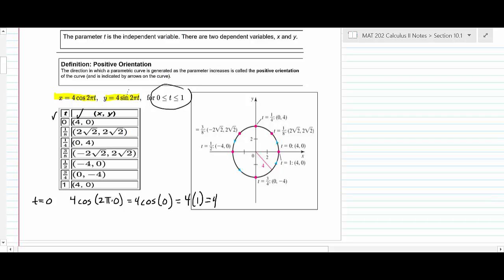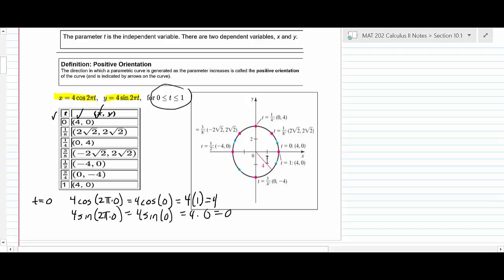Okay, then we'll go to y. Well, y is 4 sine of 2 pi times 0. So that's 4 sine 0. So that's 4 times 0, that's equal to 0. So see what I'm doing on this, and I'm not going to do all these, but the idea is t is some parameter, and it generates x and y values like that. Okay, this is called parameterizing.